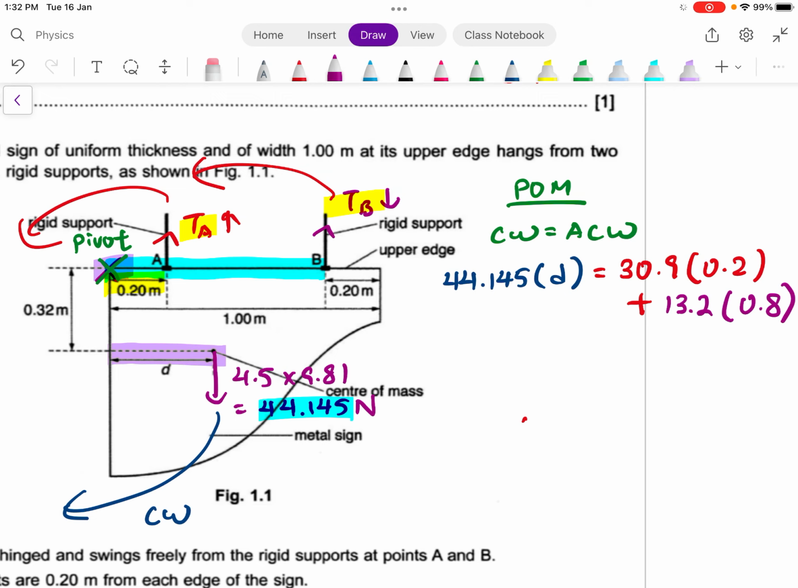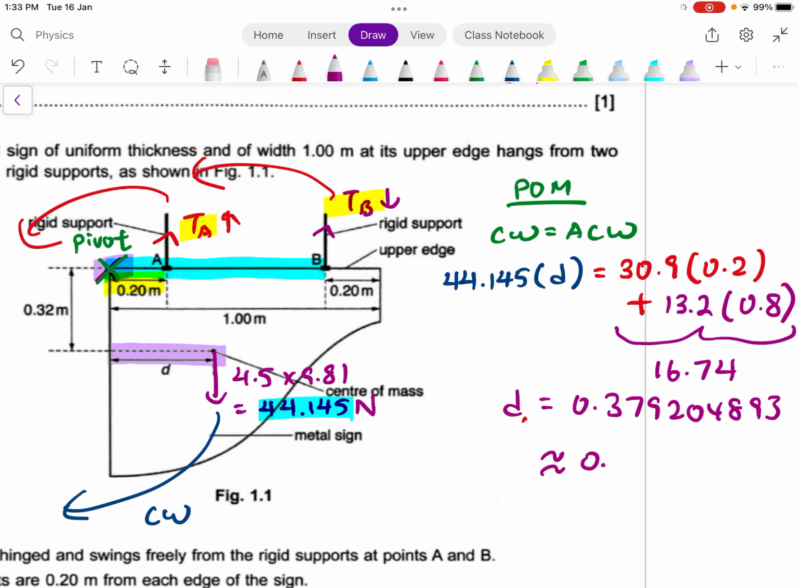Then just manipulate. Let's determine the D plus 13.2 times 0.8. So the total sum of the anti-clockwise moments, these two ACW, is roughly 16.74. So D will be roughly equal to 0.379204893, rounded off to 3SF, 0.379 meter. So this part is roughly 0.379 meter. So that is how you solve it.